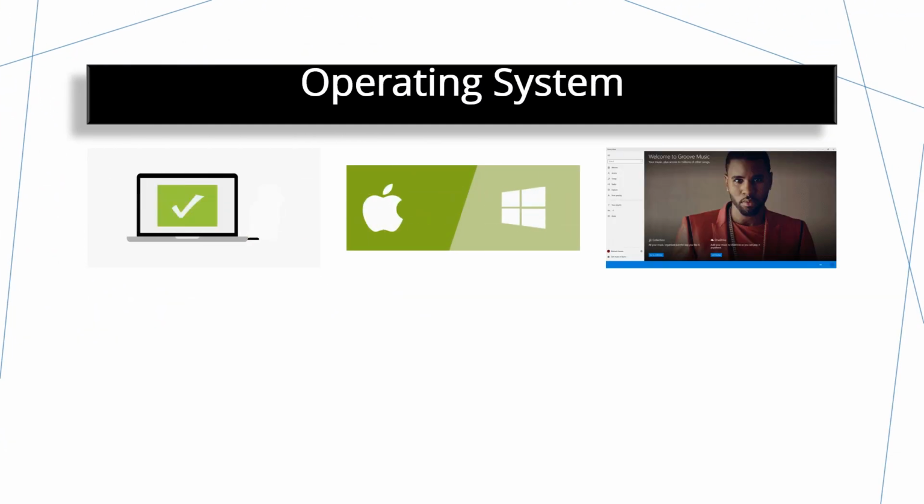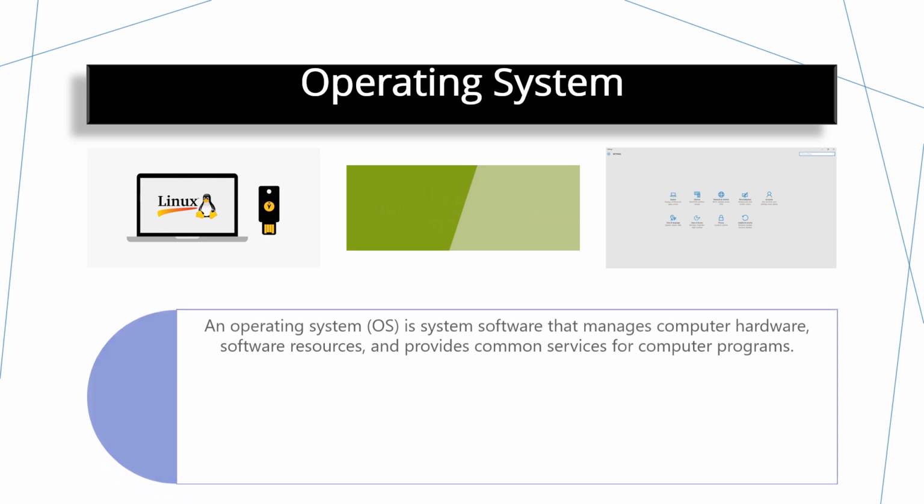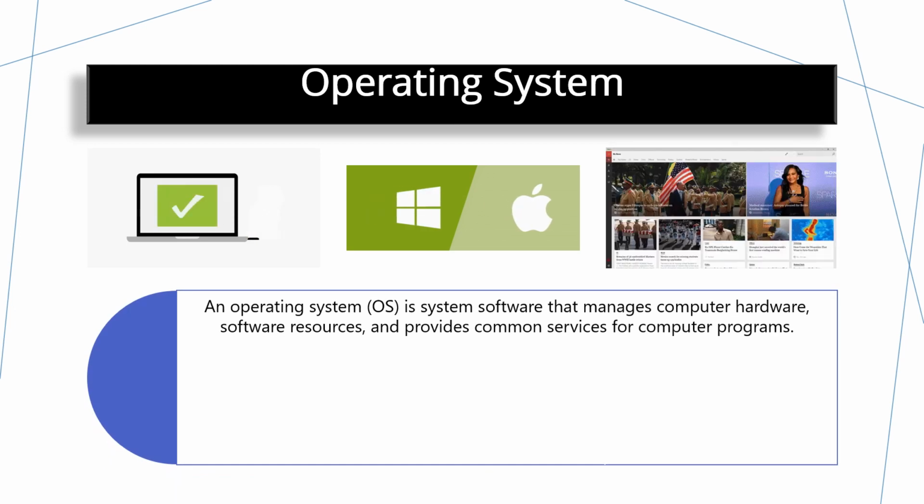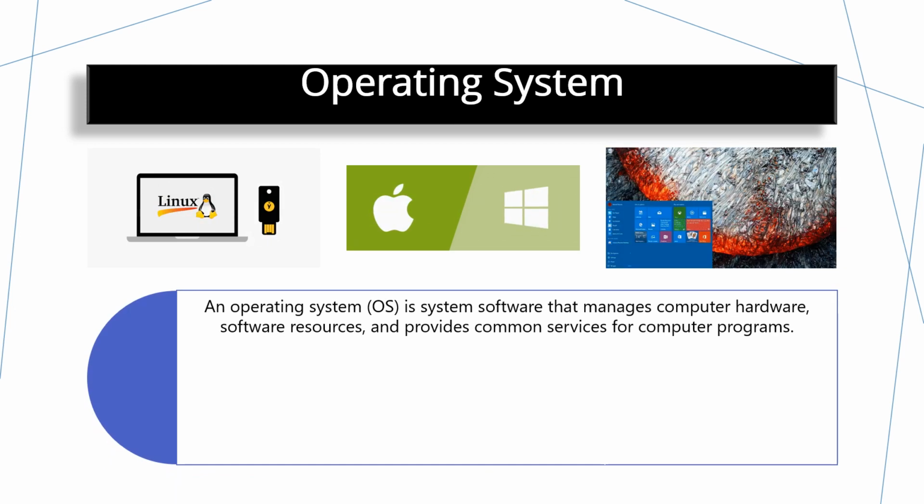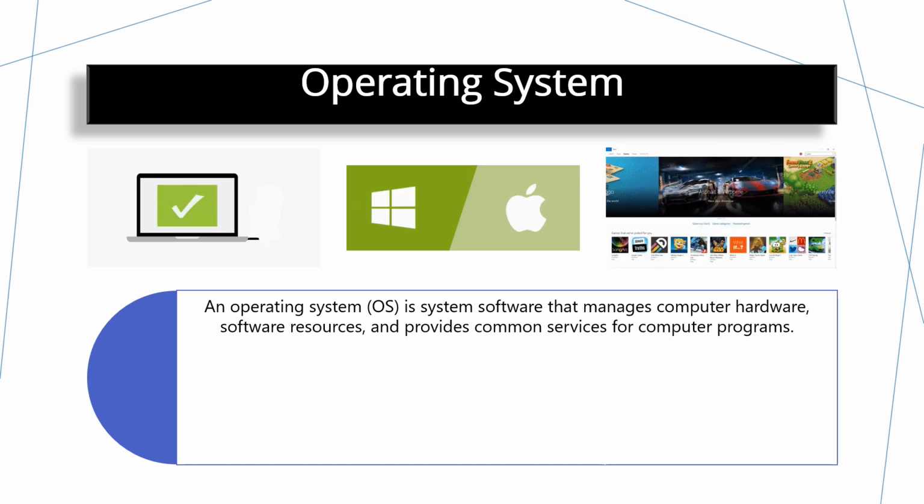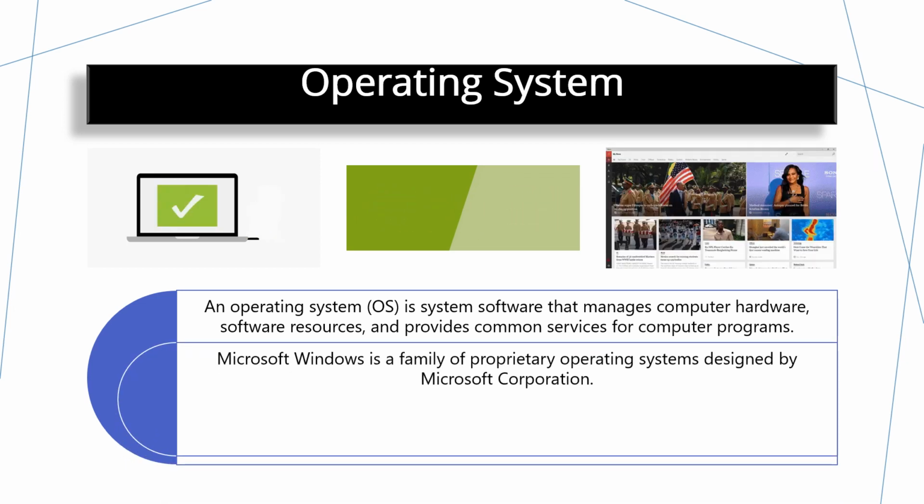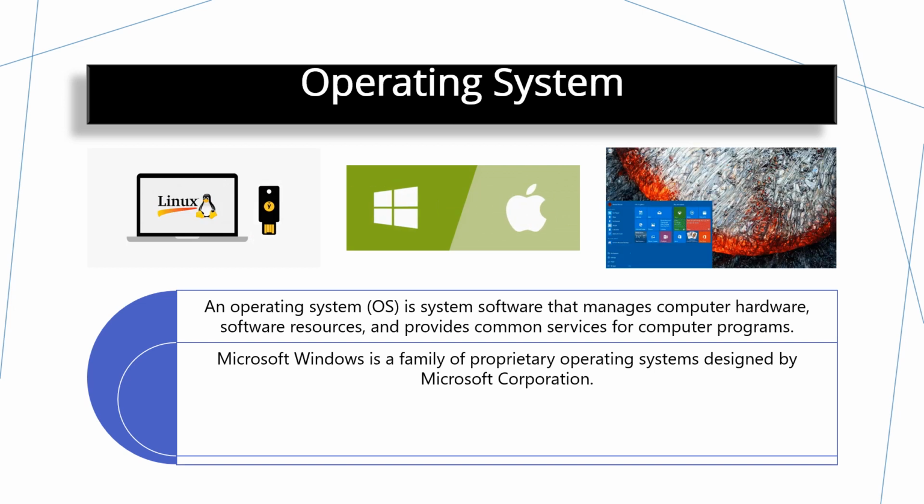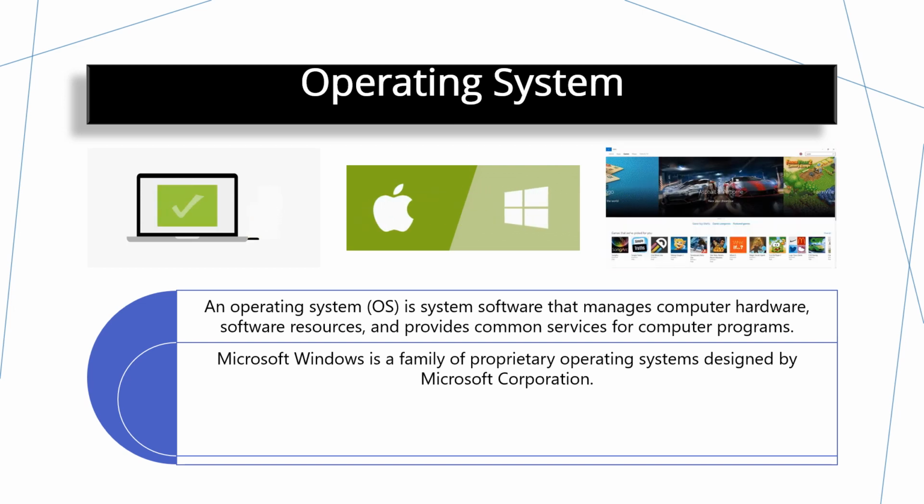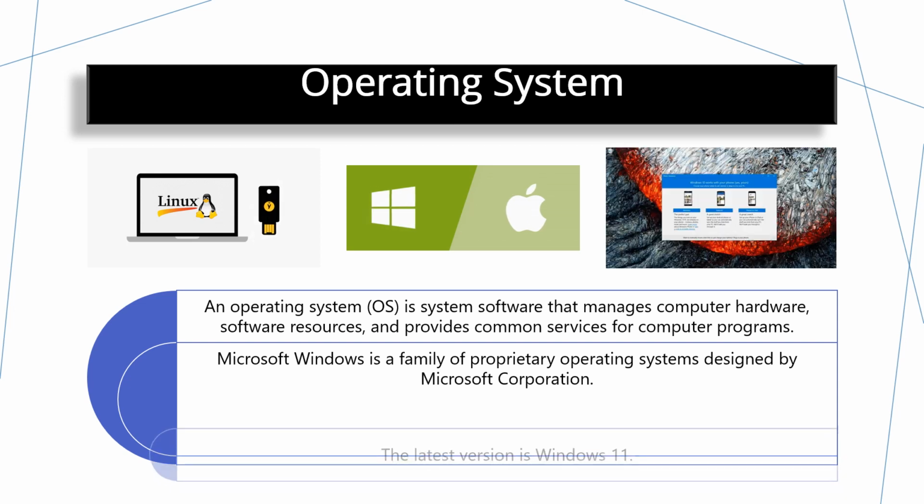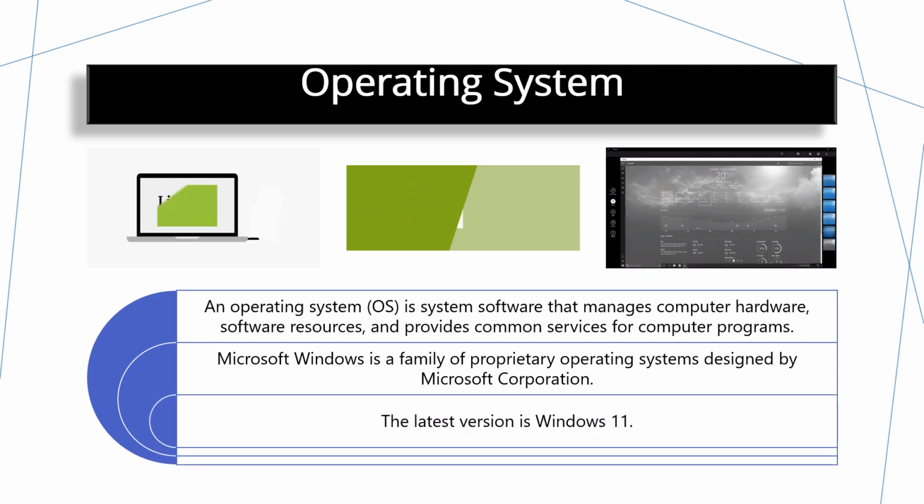Operating system. An operating system is a system software that manages computer hardware, software resources, and provides common services for computer programs. Microsoft Windows is a family of proprietary operating systems designed by Microsoft Corporation. The latest version is Windows 11.